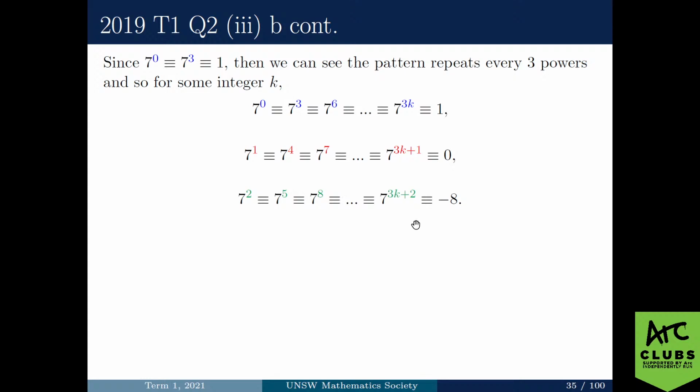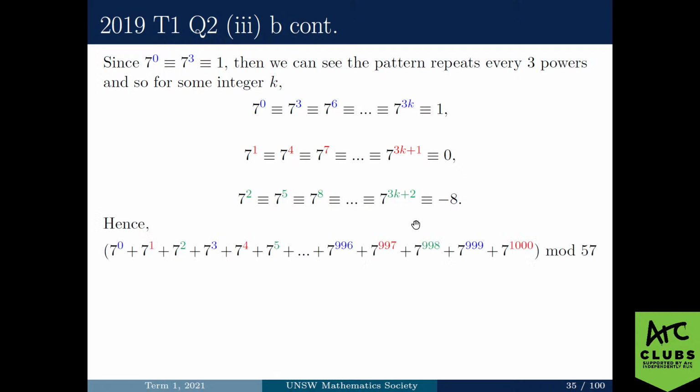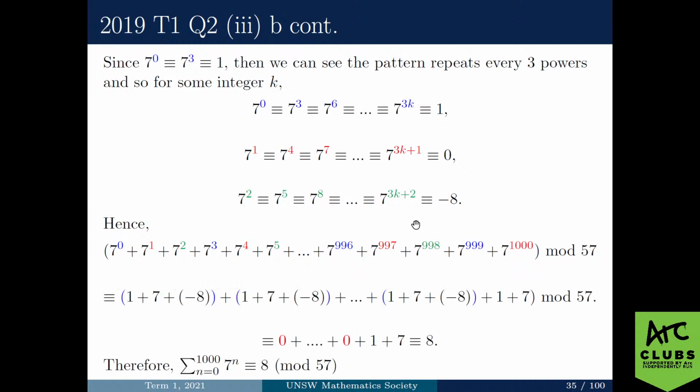And now that we can see this pattern that occurs every 3 powers, let's apply it to here. So I've colored the repetition. So once you do further calculation, you can see that 7 to the 0 equals 1, 7 to the 1 is just 7, but 7 squared is equal to -8. And so every 3 of these numbers, we get a sum of 0, right? Because 1 plus 7 plus -8 is equal to 0.